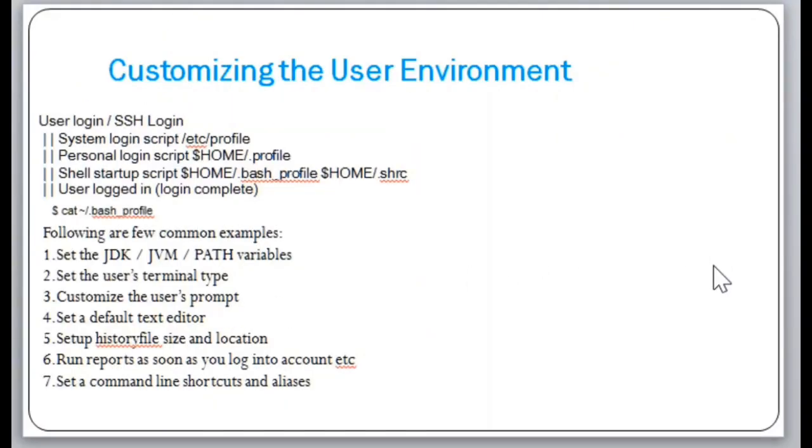You can also customize a user environment. So we can go into the system login script, which is /etc/profile. We can do a personal login script, so we can call a variable HOME, which is just going to be the home directory, /.profile. We also have the shell startup script, which is going to give me the home directory /.bash_profile, home directory /.shrc. Okay, so we can alter the user environments in those files.